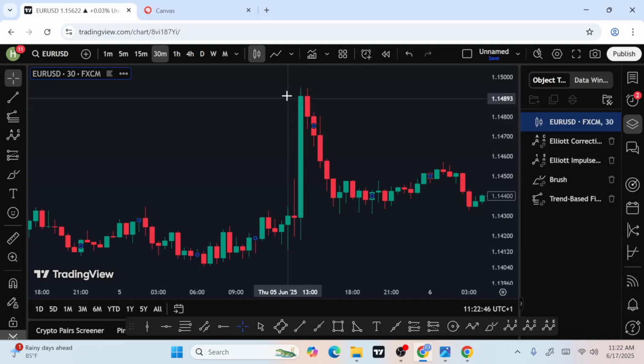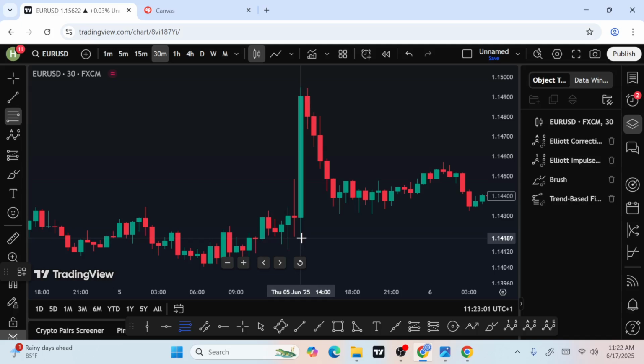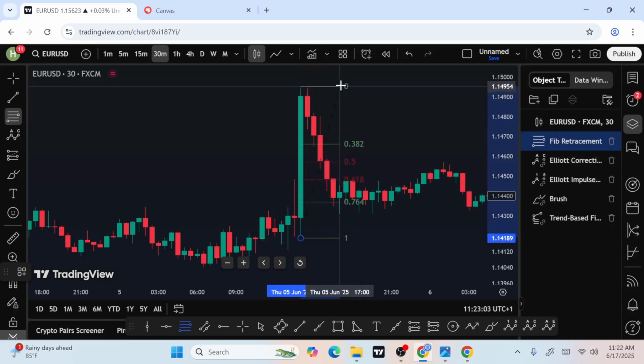So this is called impulsive. This wave is called corrective. Most times, if you use Fibonacci for this, you see that it even completed more than 50%. So most times, after an impulsive move, there has to be a corrective. Markets won't just keep going like that.